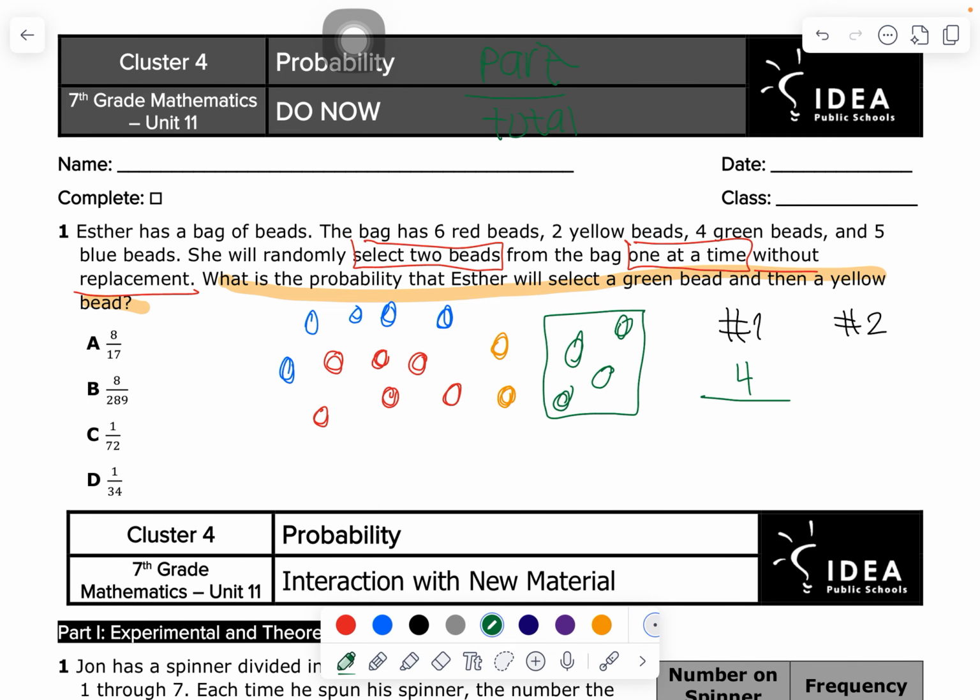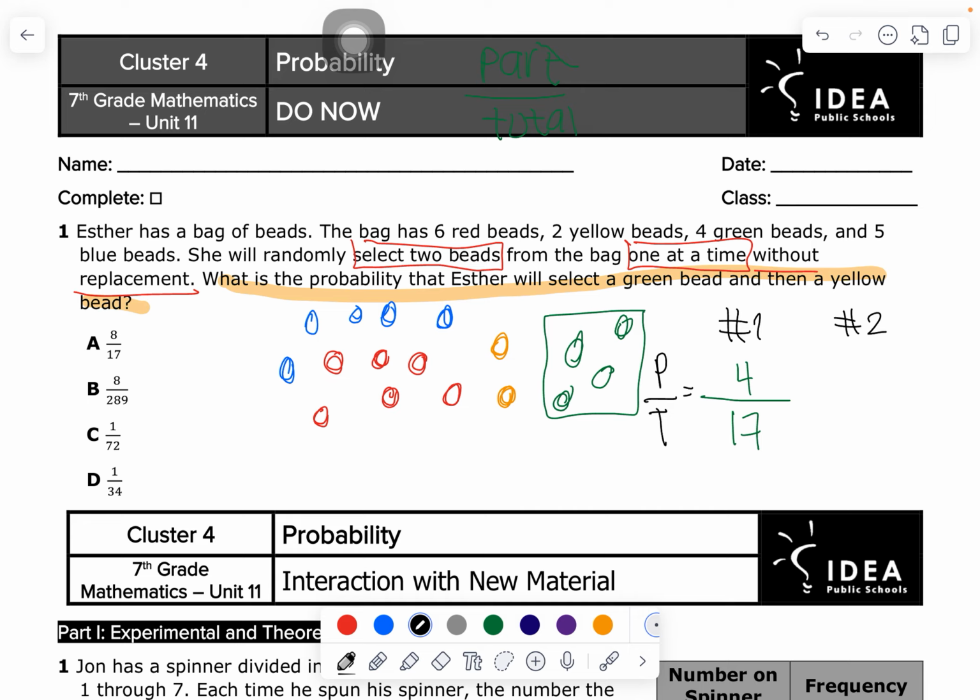Over, what's the total? I need to count all my beads. So I have 4 green, 5, 6, 7, 8, 9, 10, 11, 12, 13, 14, 15, 16, 17 beads in total. So that's what I'm going to put in my denominator, 17 beads. Now I'm going to put here, part over total.